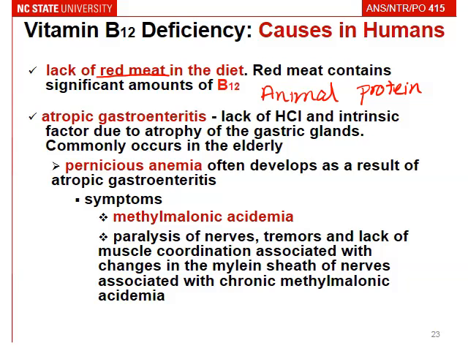And so we have a lack of hydrochloric acid, a lack of intrinsic factor. So if we don't have intrinsic factor, we're not able to bind the B12. We don't have the hydrochloric acid to release the B12 that is there from the extrinsic factor. So therefore, we end up getting anemia. So you have pernicious anemia that results due to the atrophic gastritis. You get paralysis of the nerves, tremors, lack of coordination, and a lot of that has to do with the effects of the lack of B12 on the myelin sheath.